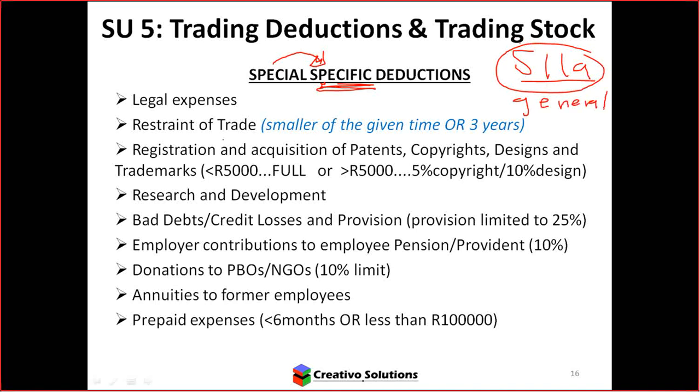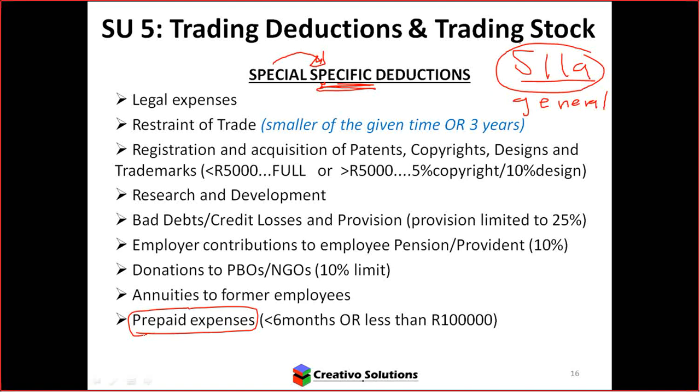Right, because let me give you an example. Let's talk about this last one, prepaid expenses. If something is prepaid, did it actually incur in the year? Was it actually incurred? It was incurred, but not for this year. Okay, because it's prepaid, it's actually incurred for next year. Does that make sense? All right, so would you be able to claim that as a general deduction? No, because it doesn't meet the definition of general deduction. Right, because it wasn't actually incurred. That's the big problem.